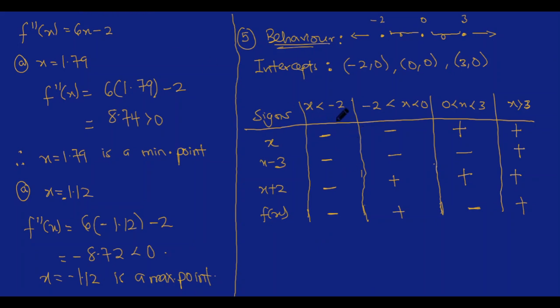It means to the left of minus 2, the function lies below the x-axis. Between minus 2 and 0, the function lies above the x-axis. Between 0 and 3, the function lies below the x-axis. And when x is greater than 3, the function lies above the x-axis.